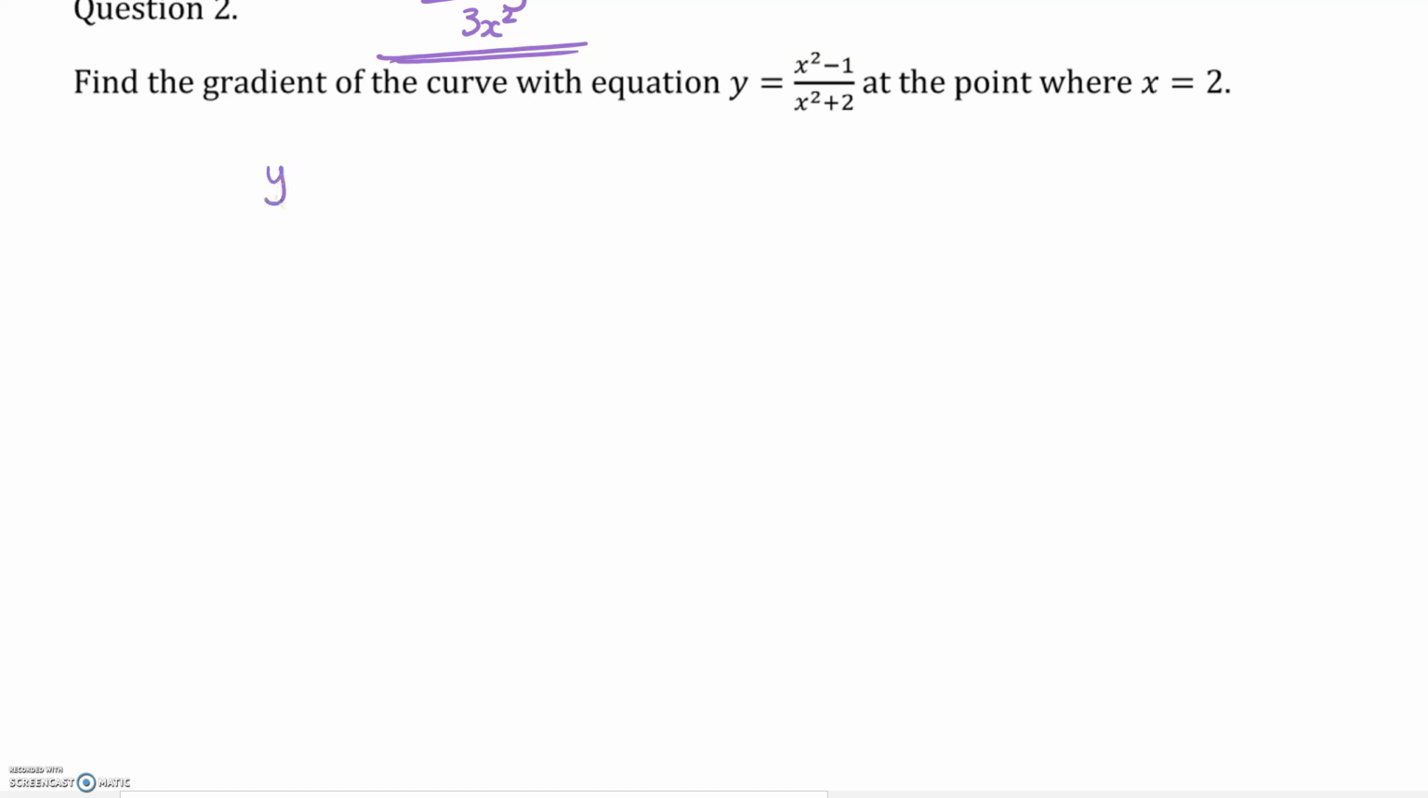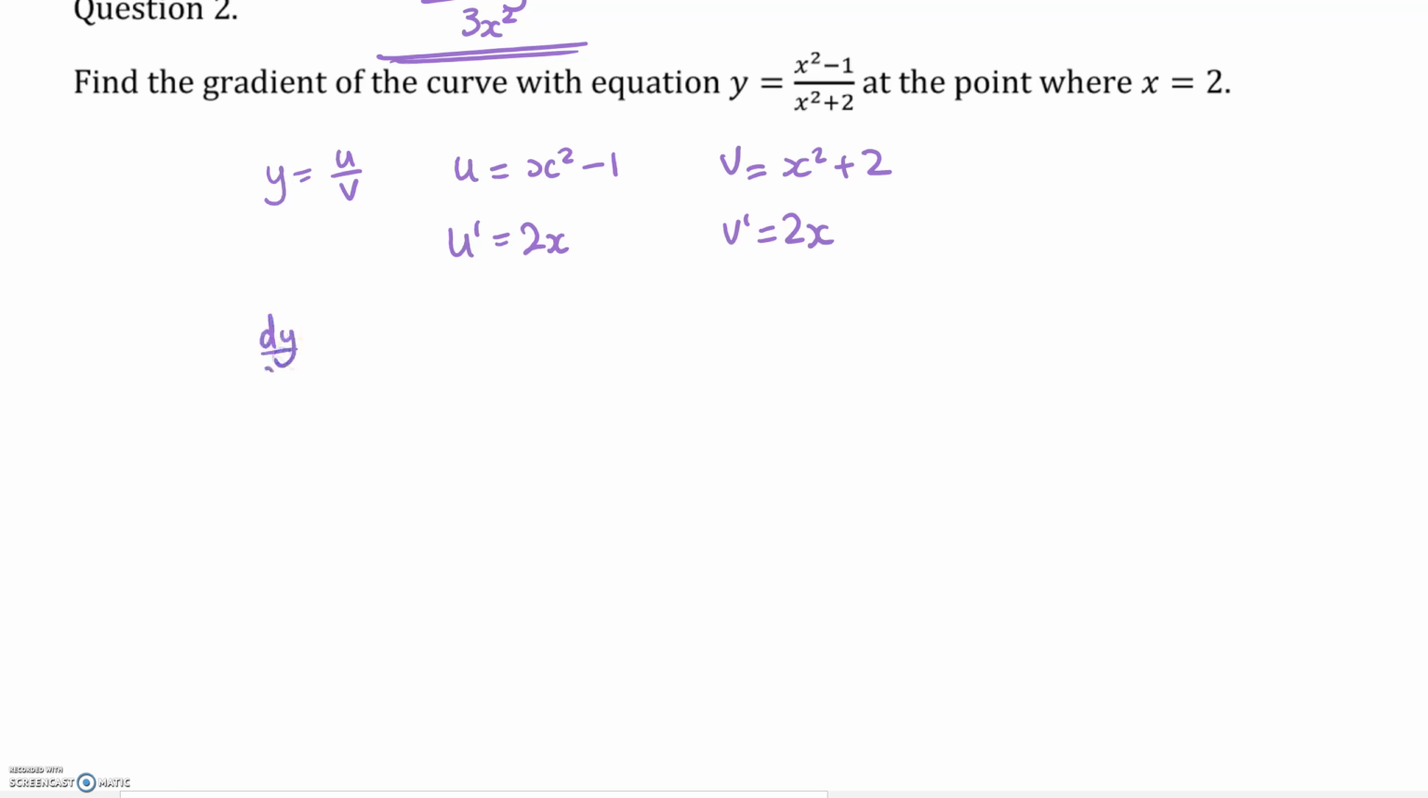So we've got essentially a u over v situation where our u is equal to x squared take 1, and our v is equal to, in fact let's do our v over here like usual, v is equal to x squared plus 2. u dash is going to be 2x and v dash is also going to be 2x.